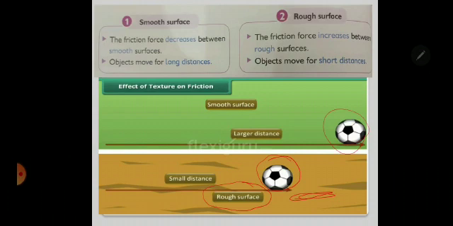لازم أقدر أفرق بين كلمتين مهمين: increase و decrease. كل مرة بنقول increase يعني يزود، decrease يعني يقلل. So on a smooth surface, the friction force decreases and the speed increases. On a rough surface, the friction force increases and the speed decreases.